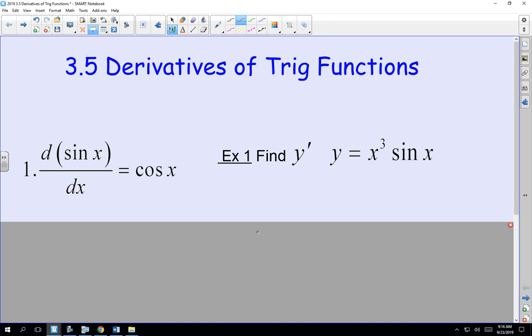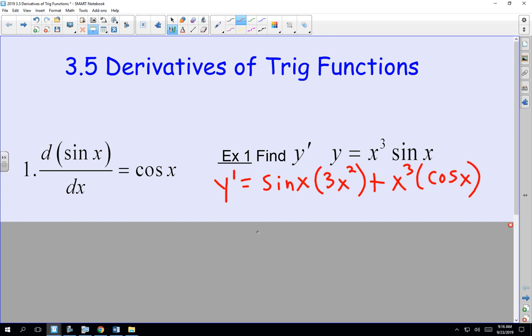It says find y prime where y is equal to x cubed sine of x. So y prime, by the product rule, is equal to the second function, which is sine of x, times the derivative of the first, which is 3x squared, plus the first function, x cubed, times the derivative of the second, which is our new derivative. Derivative of sine is cosine of x, and that's it.